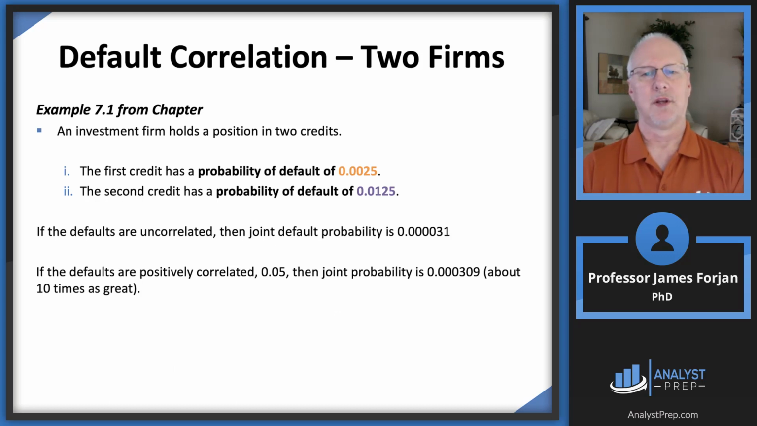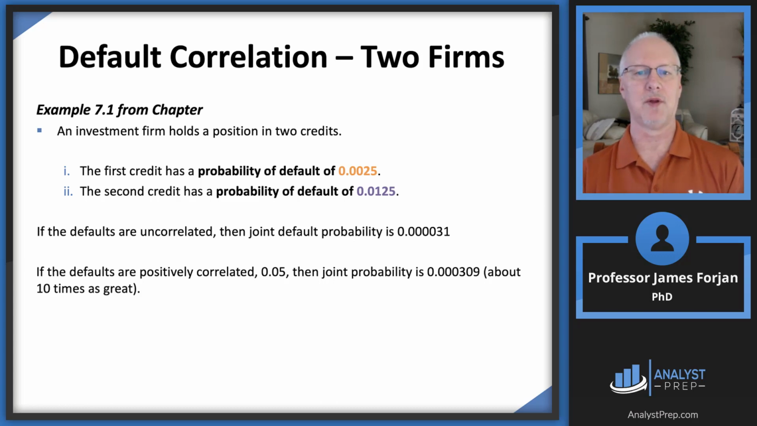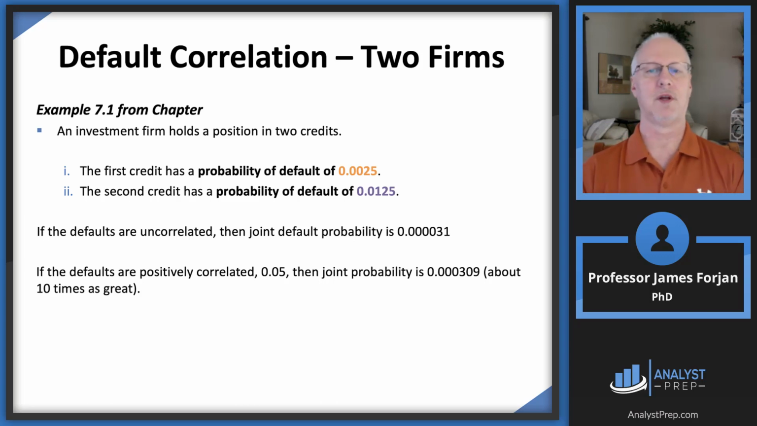Now, I also wanted to swing you back to example 7.1 from the chapter to illustrate one of the important parts of the early part of the chapter. We've got 2 credits. We have probability of defaults, and this is taken right from the chapter, by the way. So probability of default is 2 zeros and a 25, and the second one is 1 0 and a 125.